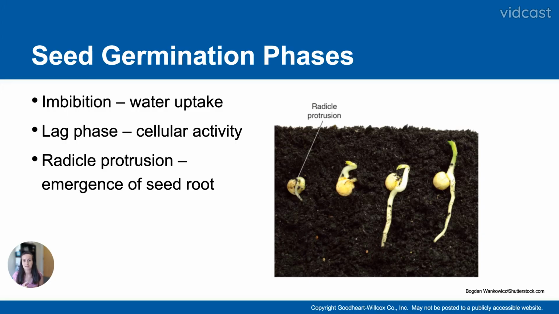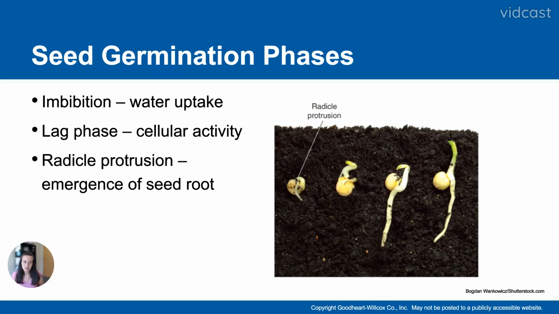The second phase is the lag phase. Here it begins to slow down on the water that it's absorbing. This is a period where many cellular activities are preparing the seed to grow. So imbibition gathers up all that water to hydrate the seed, and then in the lag phase, cellular things are starting to happen.